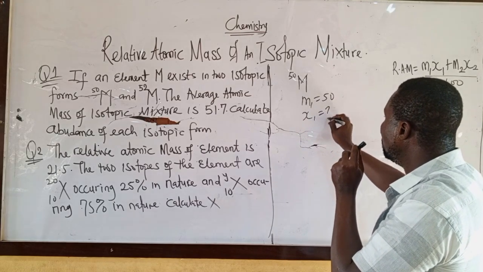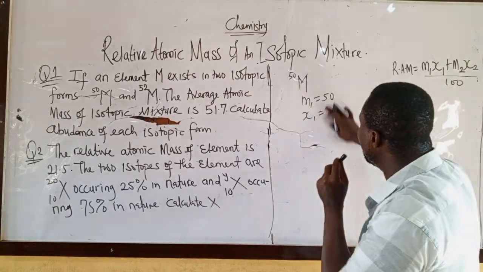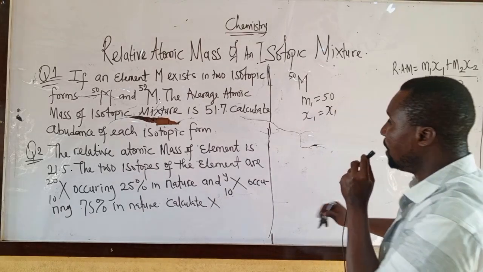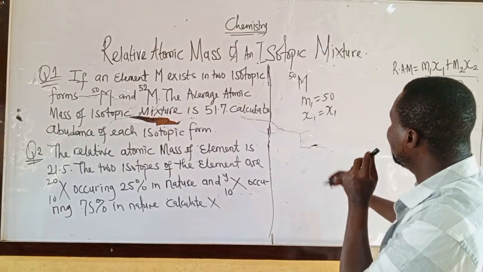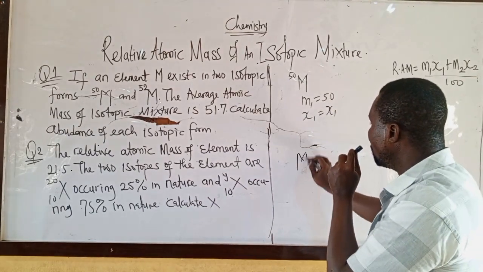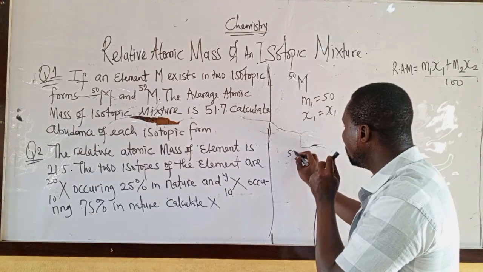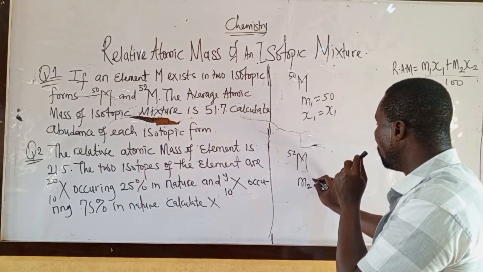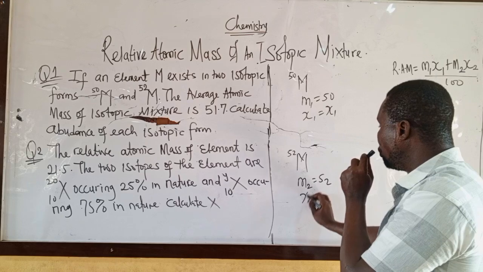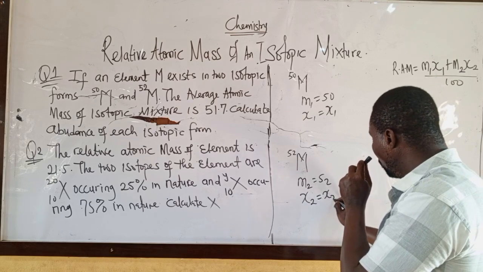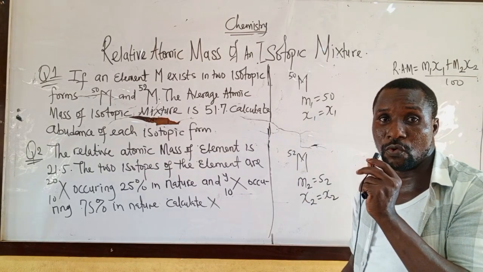X1, we don't know it. Let me give it S1 because we don't know it. That's what we want you to find. For the second isotope, which is 52, mass number M2 is 52. S2, let me call it S2. We don't know it. That's what they want you to calculate.